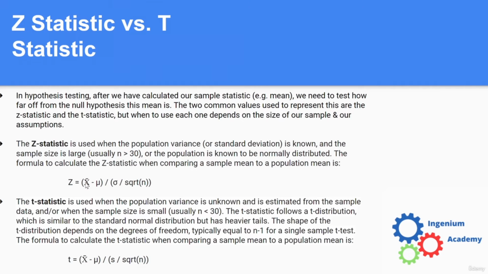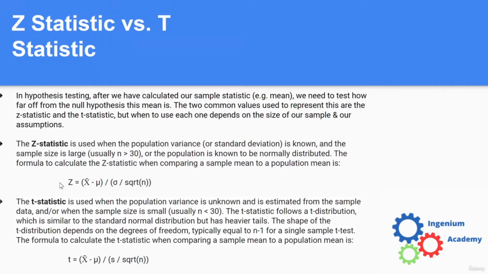Then from there, since we have all the information we need to calculate directly the sampling distribution, because we know the population standard deviation and we have the hypothesized mean, we can determine the probability of observing this sample mean that we just tested. And so the Z-statistic is used when we know everything.